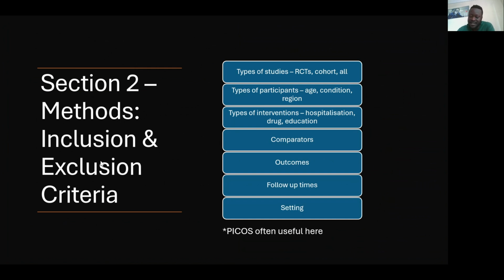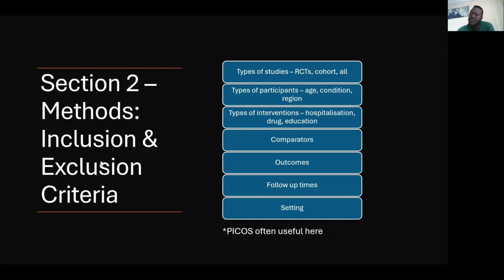And then other things that might be relevant to put in your inclusion criteria are, like, what are the outcomes of the studies you're looking for? What are the follow-up times? What are the settings? Are you looking for papers published after 2015? Are you looking at studies specifically in the last 2-3 years? So essentially, all of these are examples of things you would put in your inclusion criteria.